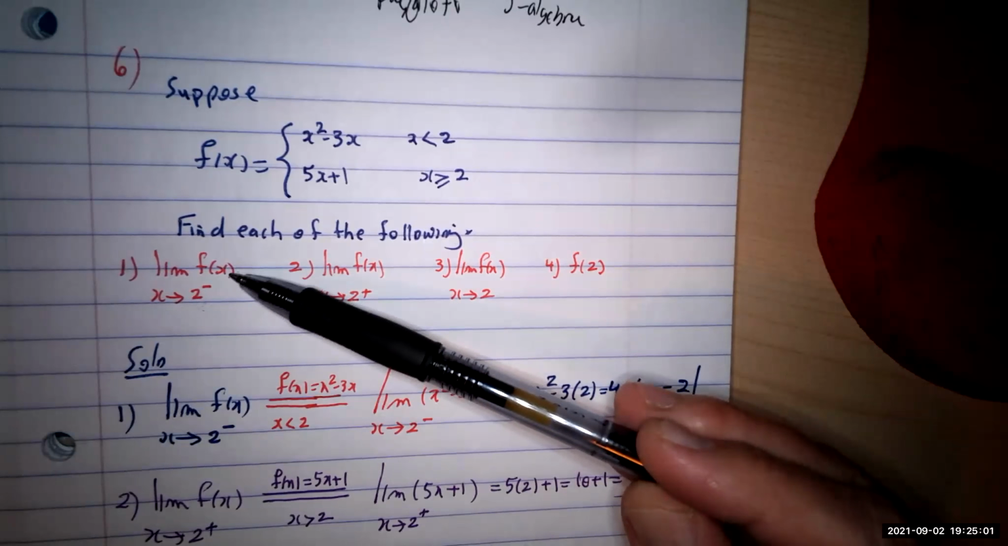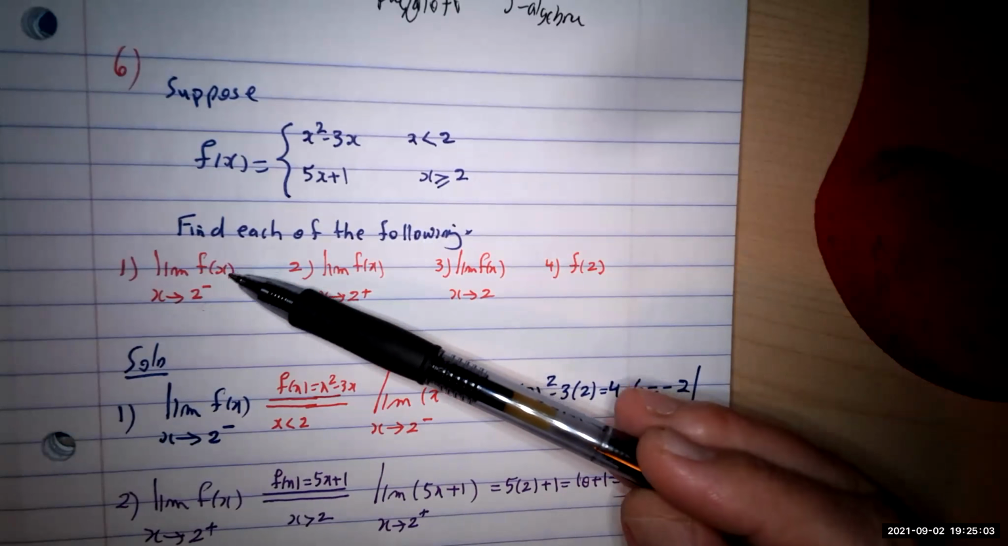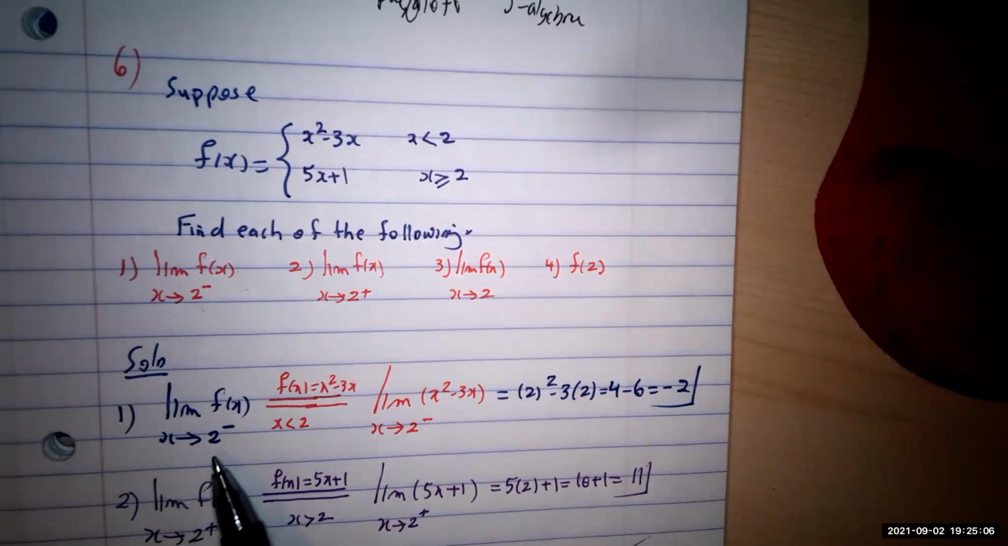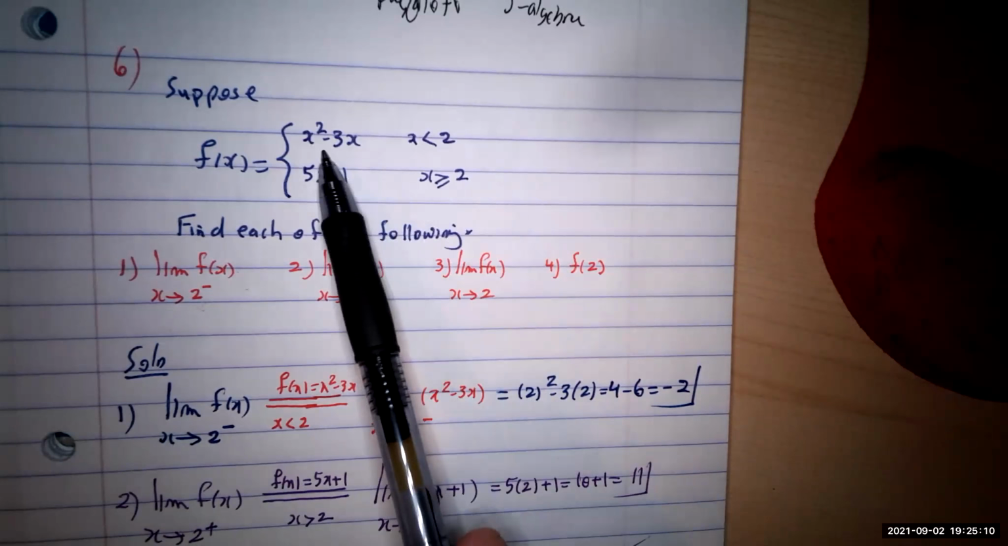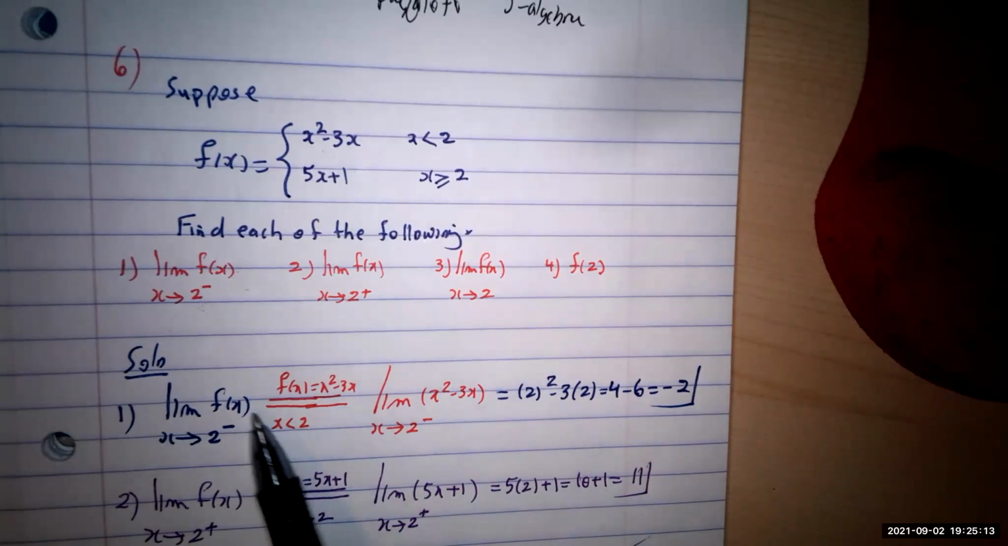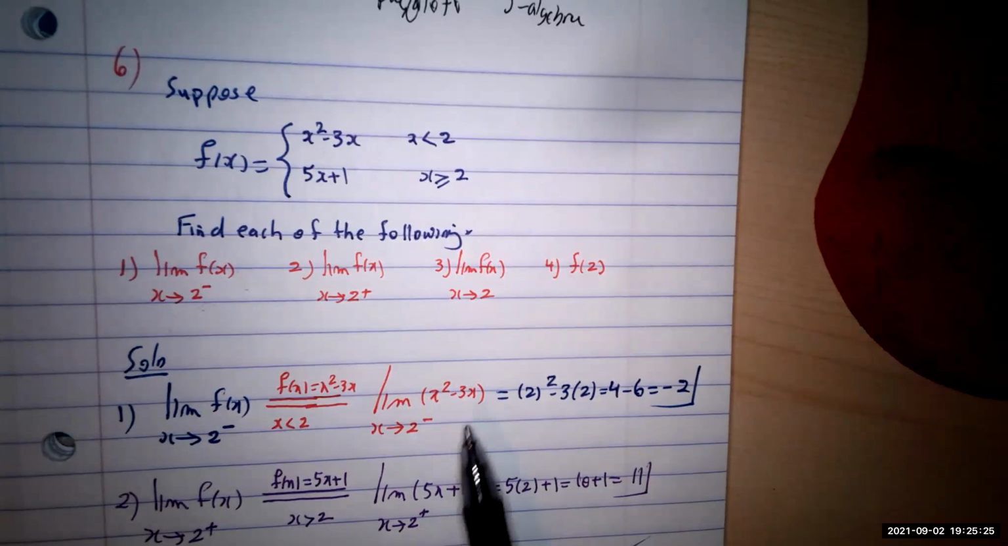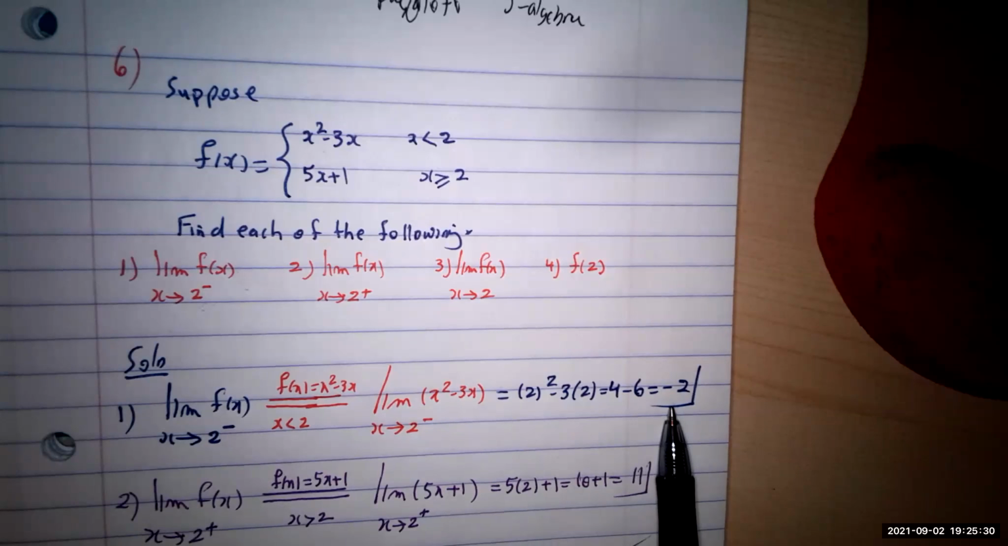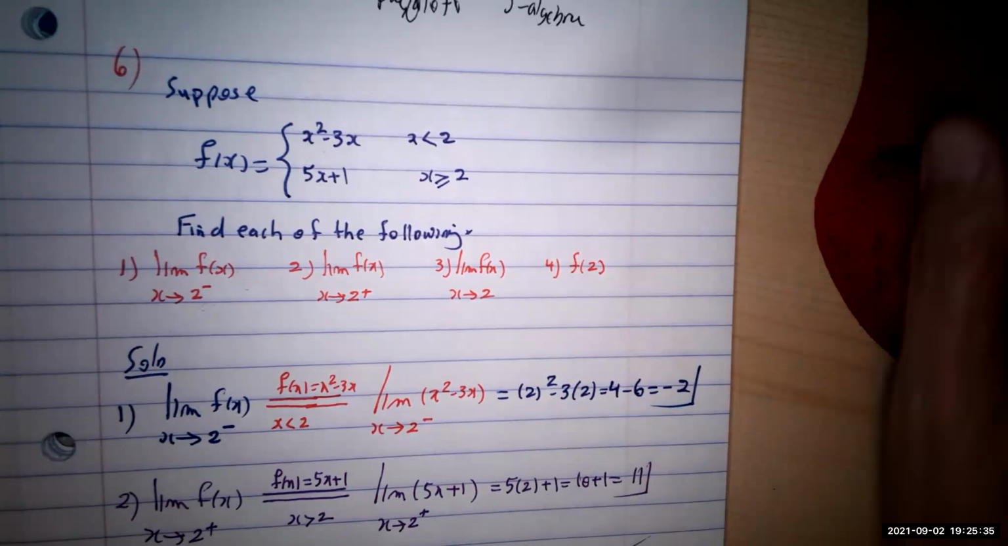So in order to find this limit, what do we do? We say, this x goes to 2 negative, so this means x is less than 2. So the function to be used is the first part. You replace the f of x with the function, and then you just substitute. As soon as you get the function, this is a polynomial. A substitution gives you the result. So this limit would be -2. Okay, so the left limit is -2.